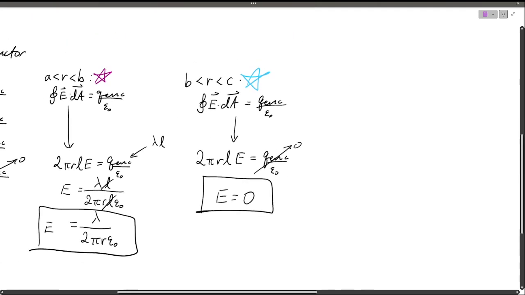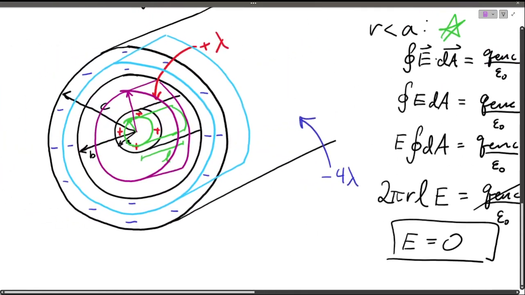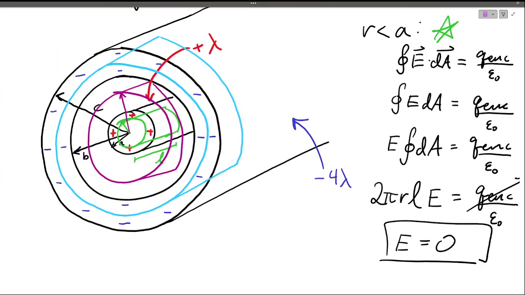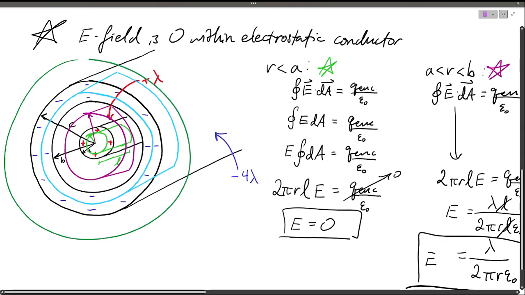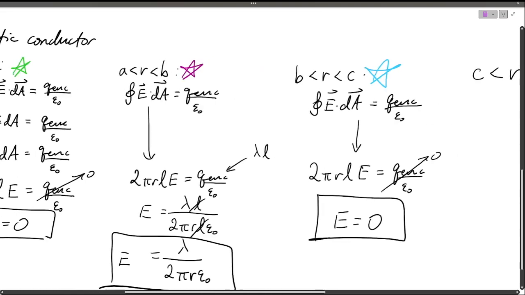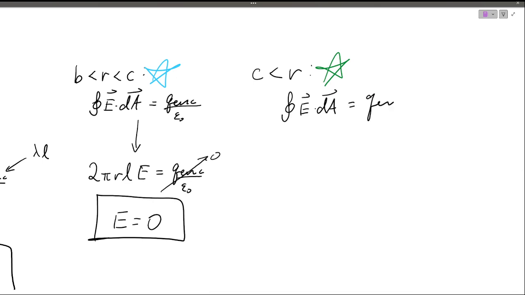And then finally, the outer case, c is less than r. We have a big one. Let me just find a new color, dark green. Out here, all the way outside of everything, we have one more cylinder, same length, L. We write our Gauss's law: integral E dot dA is equal to Q enclosed over epsilon naught. Same simplification, 2 pi r L E is equal to Q enclosed over epsilon naught.